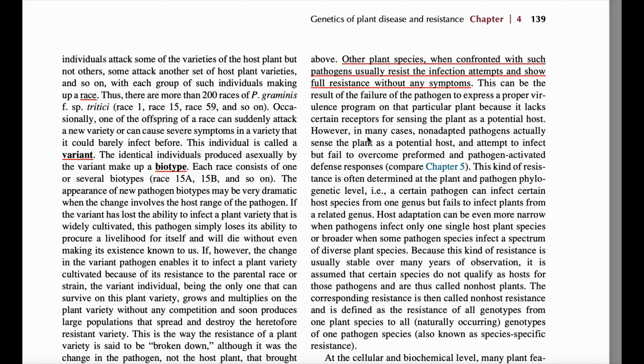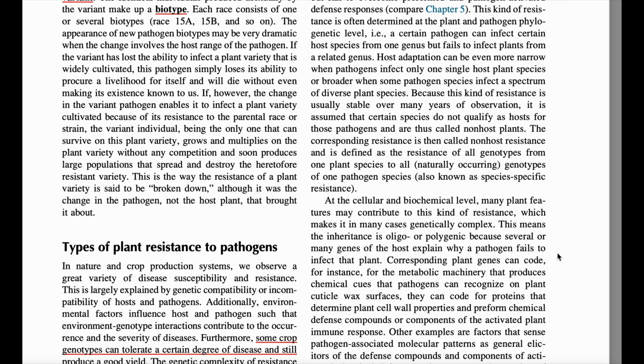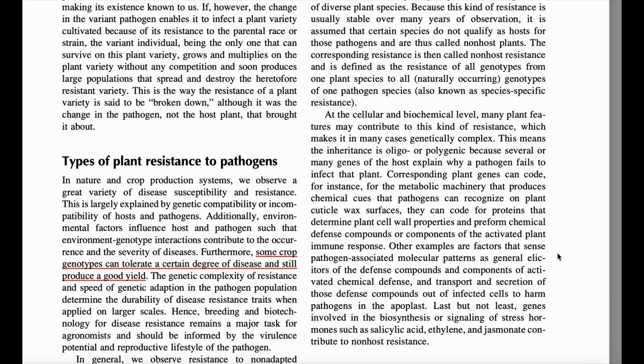Simple. However, in many cases, non-adapted pathogens actually sense the plant as a potential host and attempt to infect but fail to overcome preformed and pathogen-activated defense responses. That's it, you know. Not to repeat the same concept again and again.